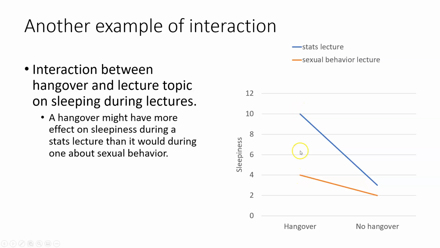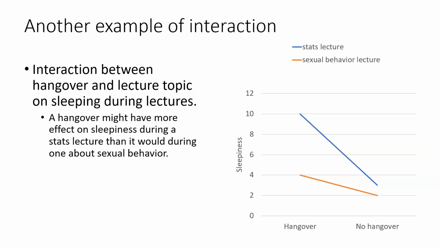The lines are higher here where it says hangover and lower here where it says not, suggesting that people have higher levels of sleepiness when they have a hangover. However, you can also see that people are less sleepy during this orange line, during the sexual behavior lecture, because perhaps it's more interesting. So they have lower levels of sleepiness here in this orange line than they do in this blue line.